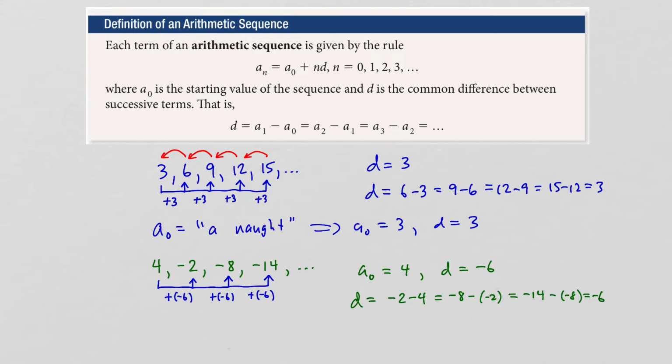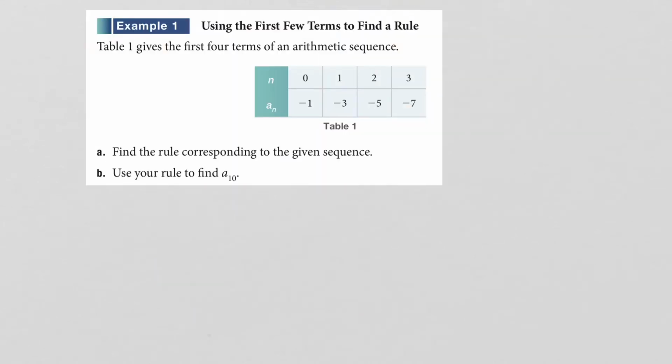Now, when you're trying to find the formula for an arithmetic sequence, it's going to be very useful to keep this formula here in mind. Let's take a look at an example. Table 1 gives the first 4 terms of an arithmetic sequence. Here are the n values, and here are the actual terms of the sequence. What we want to do is find the rule corresponding to the given sequence.